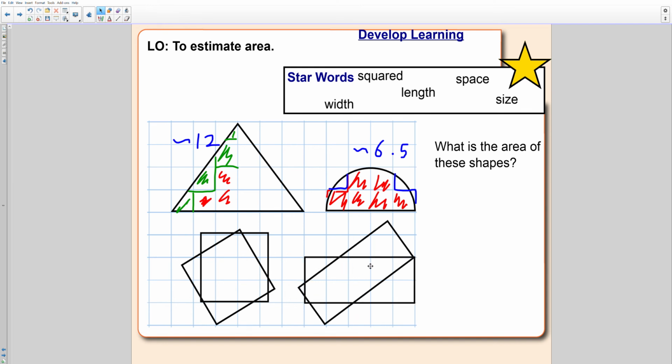That is 1, 2, 3, 4, 5. That's 2 lots of 5. That means it's 10. So I can say that down here, this one was 9, and this one was 10. Did you do it that way, or did you try it a different way?